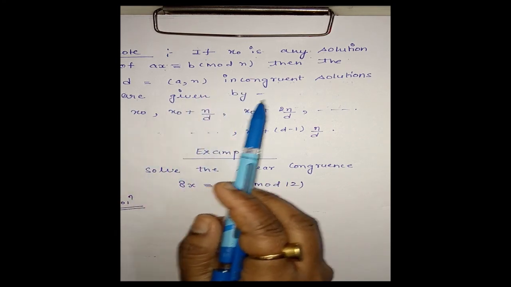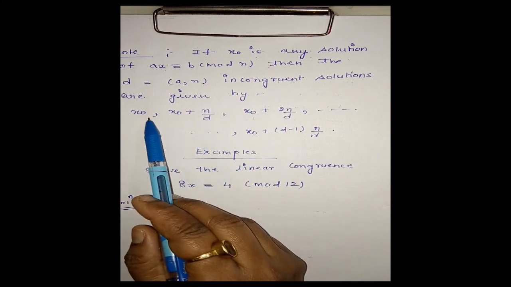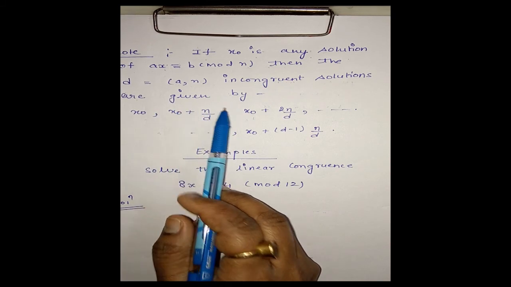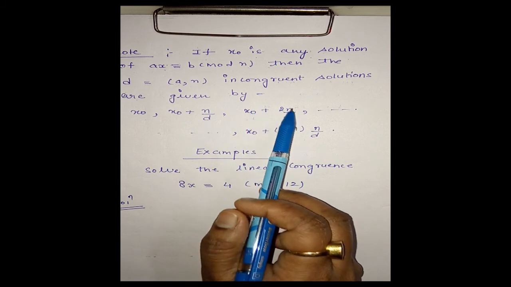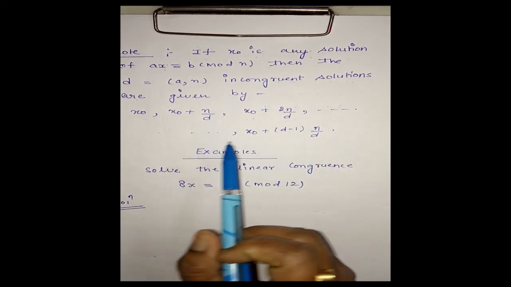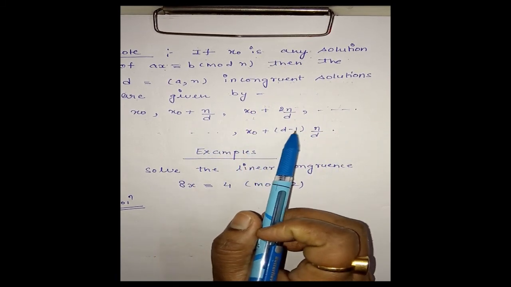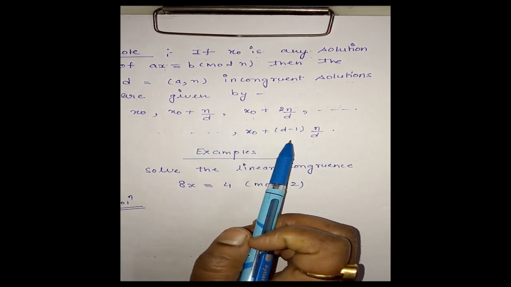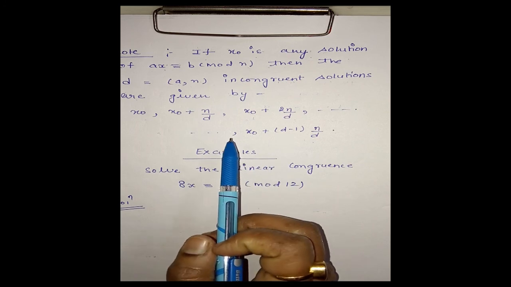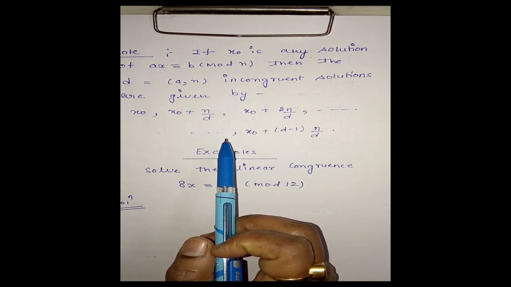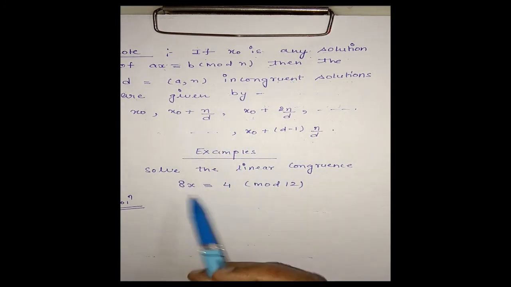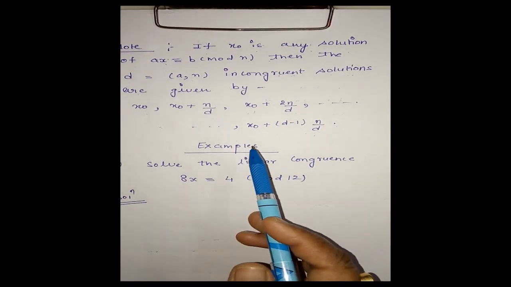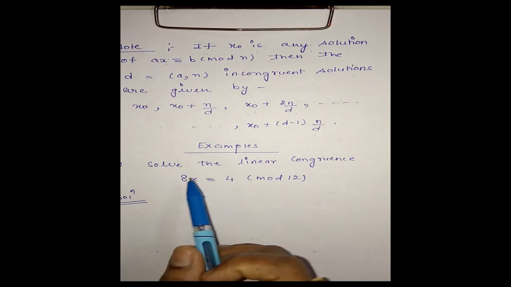and the incongruent solutions are given by this rule. If x0 is any solution, then the d solutions are given by x0, x0 plus n by d, x0 plus 2n by d, and so on up to x0 plus (d minus 1) n by d. These are the d incongruent solutions, and the congruent solution modulo n1 is unique. Okay, now let us understand this theorem with the help of examples.